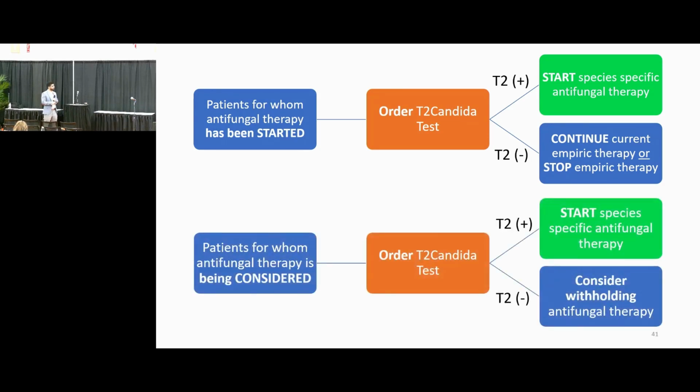The other perspective you can take is patients that may have a low suspicion of invasive candidiasis, where therapy is being considered. At that point, if it's negative and you're only considering starting antifungal therapy, and the index of suspicion is not high enough that you would have started them anyway from the beginning, then consider withholding antifungal therapy, but make sure it's a case-by-case decision. And obviously if it's positive, start species-specific antifungal therapy.